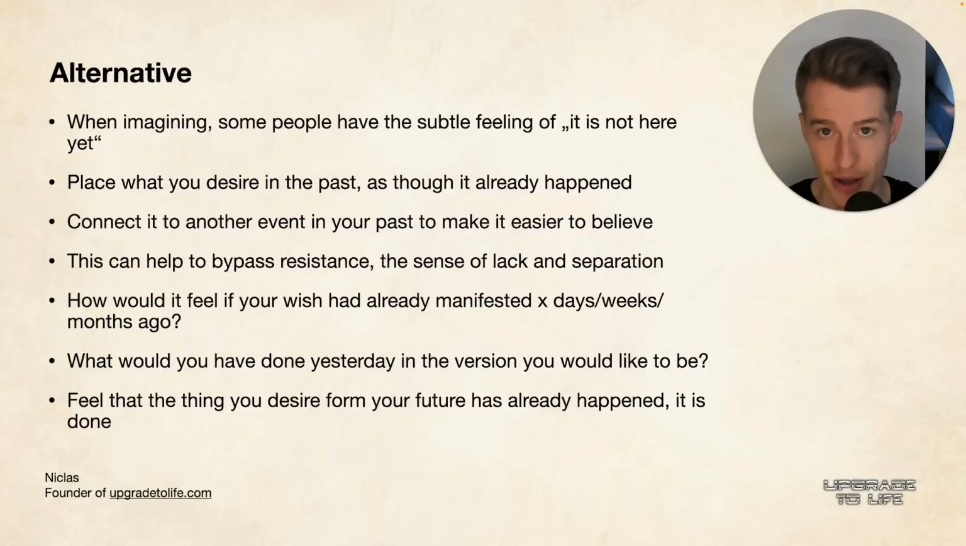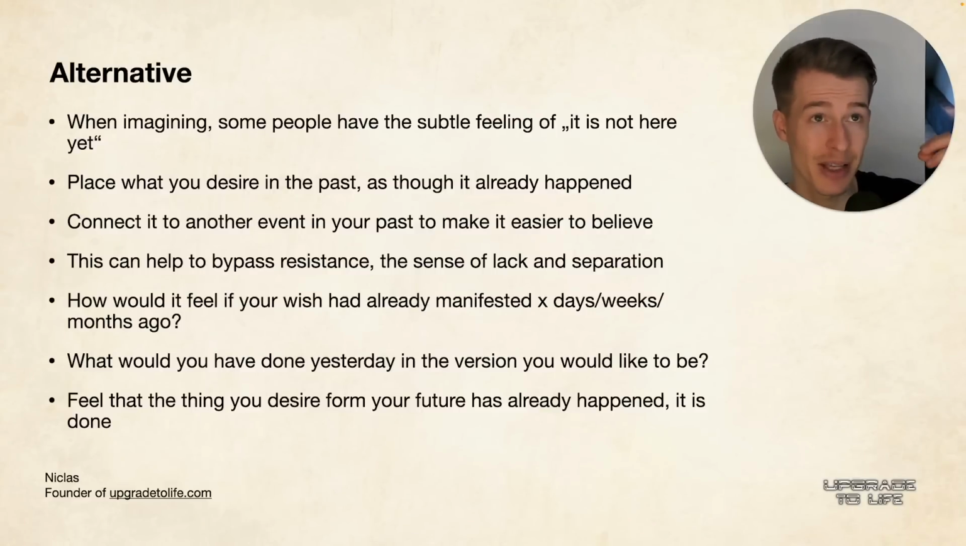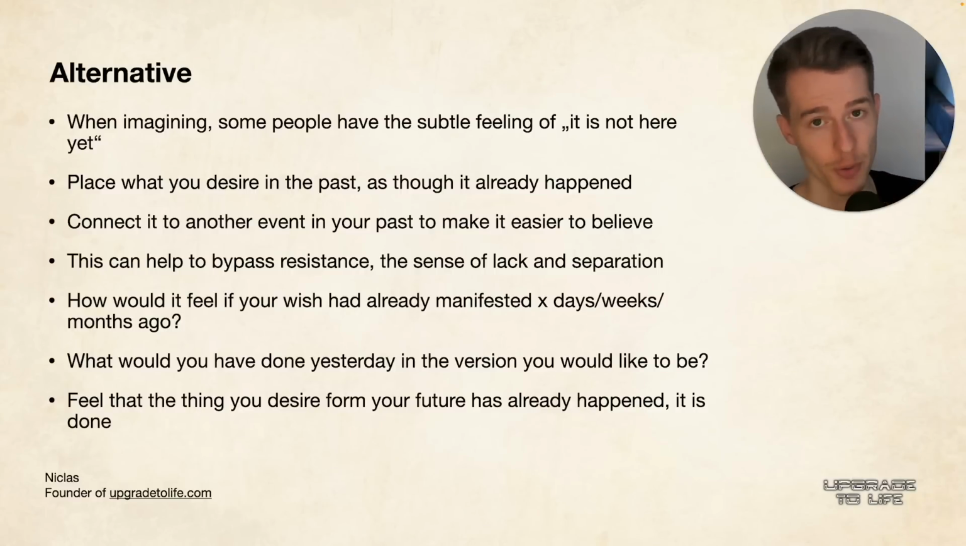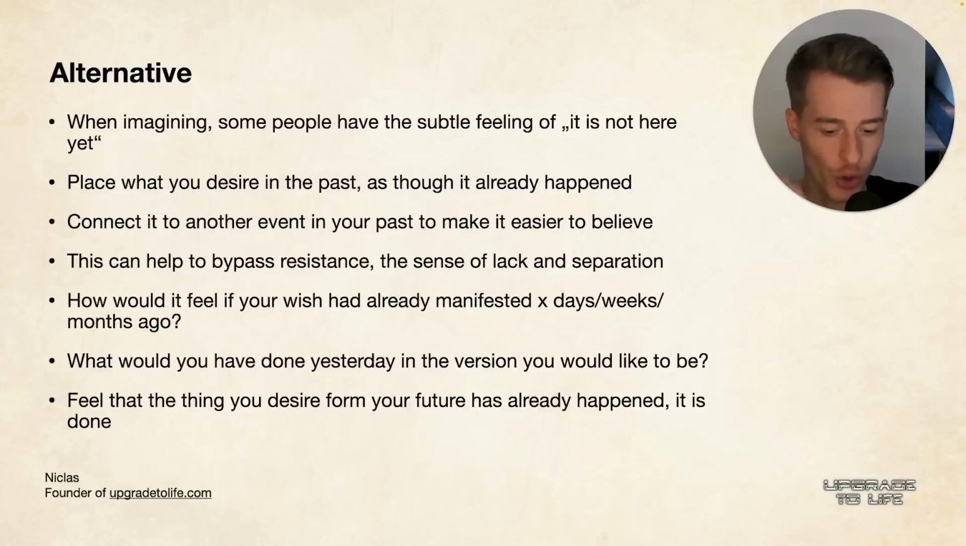It's super powerful, right? Feel that the thing you desire from your future self has already happened. It is done, right? So it has already happened, but not in the sense of it has happened over there, but no, it has already happened in your past. What would that be like? This is a very powerful alternative way. Place what you desire, what you hope to happen in the future, place it as though it already did happen. And then what do you then need to wait for? It already happened. It already is done, right?